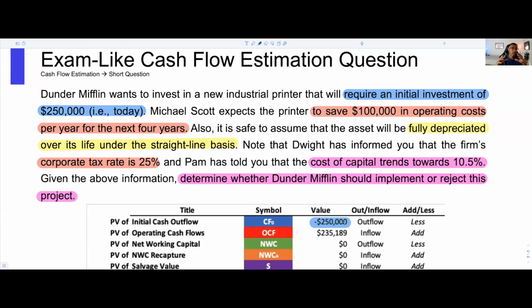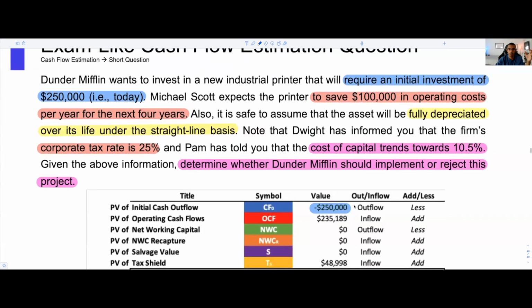And within all of that information that was provided, we want you to determine whether Dunder Mifflin should implement or reject this project, okay? So a few things before we begin, all right? What I want you to understand is that because we only color-coded 3 things that we saw previously, which is our initial investment, our operating cash flows, and our tax shield, we only need to solve for 3 different things. We don't need to solve, for example, for our net working capital recapture, because here that's not what we have. So already there, you have some clarity on what has to be done.